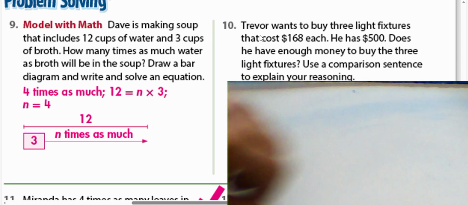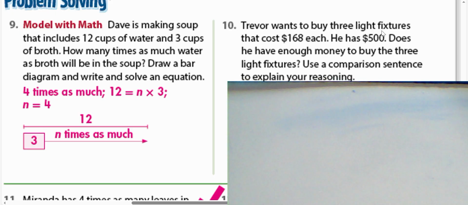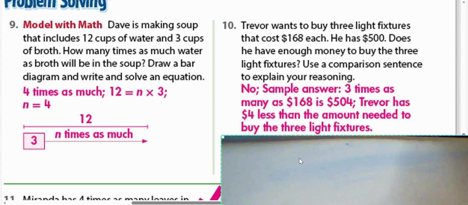Number 10. Trevor wants to buy 3 light fixtures that cost $168 each. He has $500 now. Does he have enough money to buy 3 light fixtures or not? We can estimate between two numbers: 3 times 168. If the number is greater than 500, he can't pay. Or if the number is less than 500, he can pay. Look at here for an example.